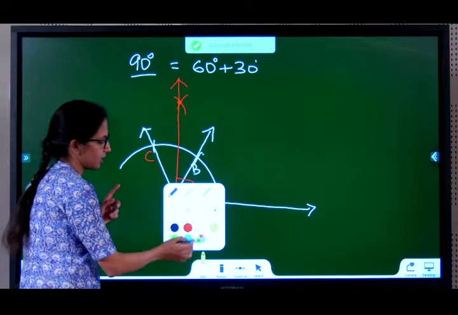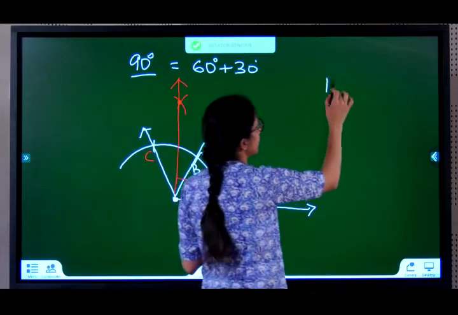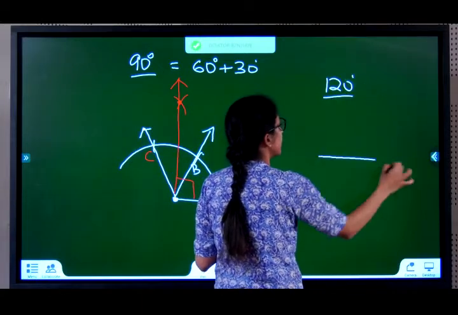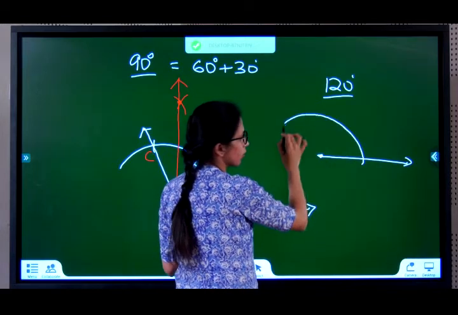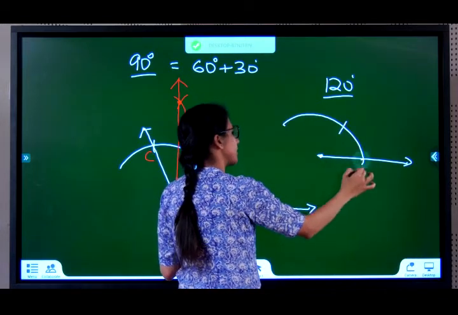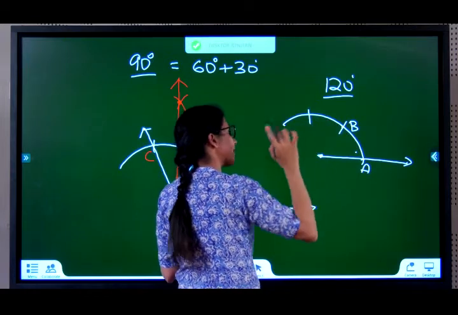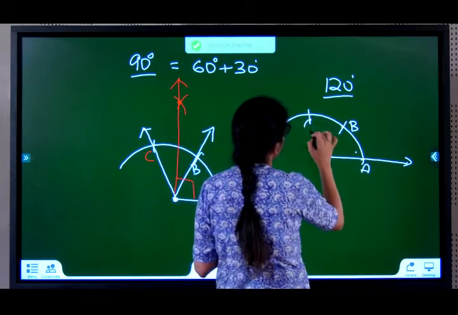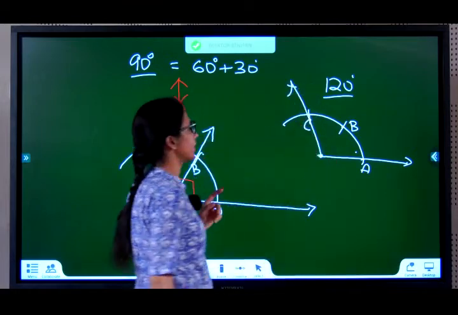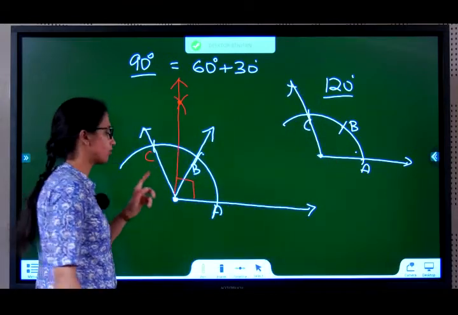In this, if you realize, we also learned how to construct 120. How do we do 120? Take a radius, draw an arc without changing the radius. Keep your needle here at A and cut an arc. This will be 60. From B, cut another arc with the same radius. Whatever you join here will be a 120. So now you understood how to do 90, right?